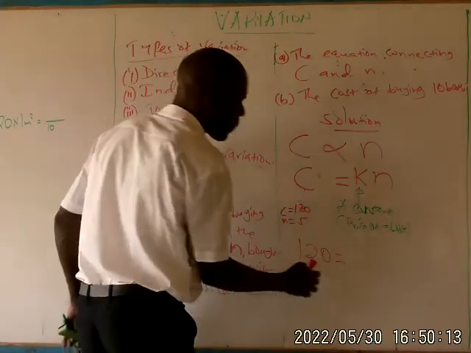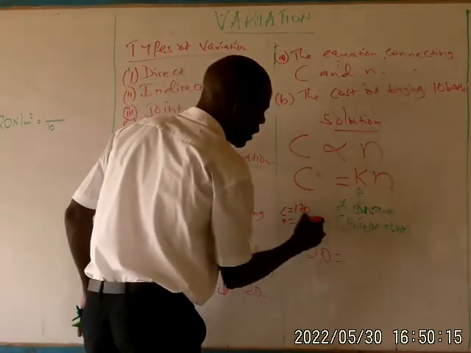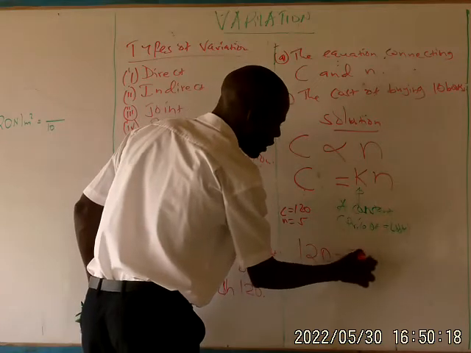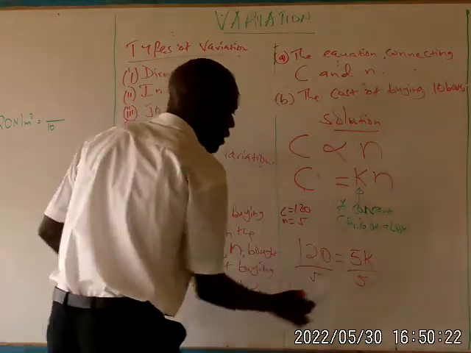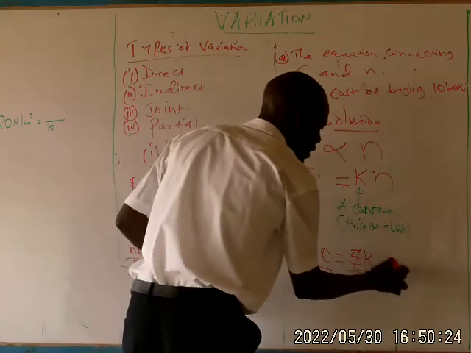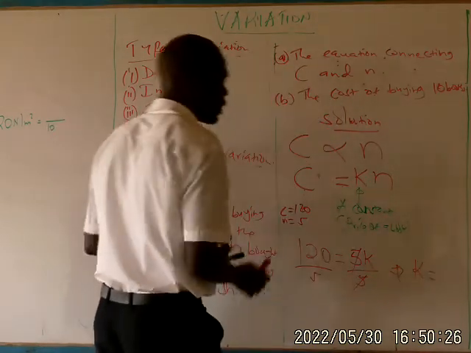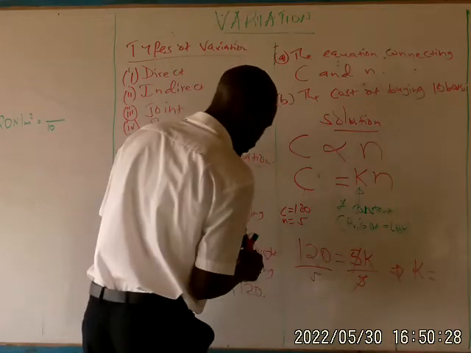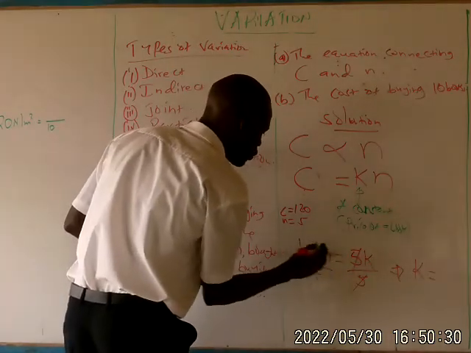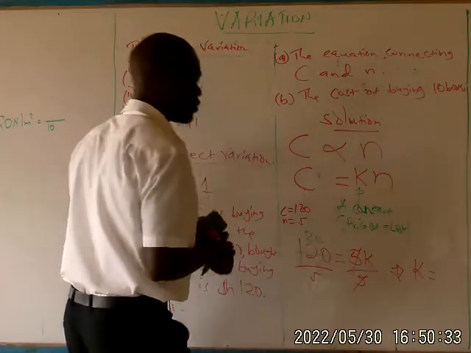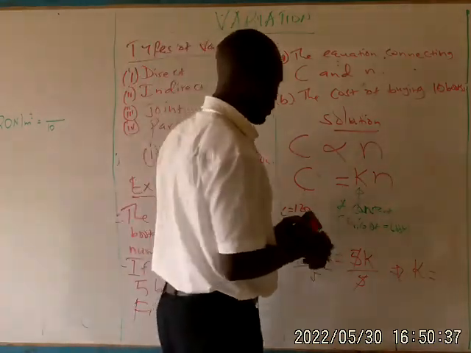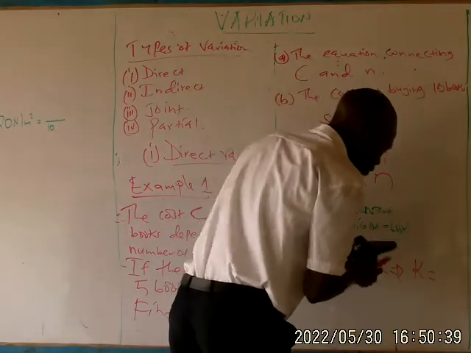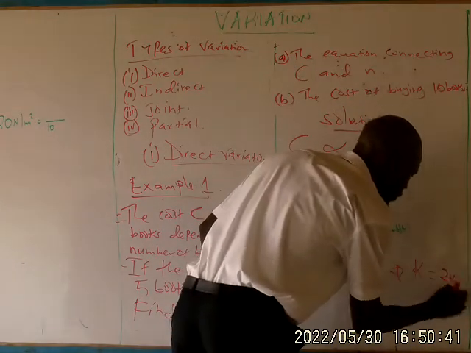So I substitute here: 120 equals 5 times K, which is 5K. Therefore, I have to divide by 5. What do I get as my K? 120 divided by 5 is 24. So the value of K is 24.